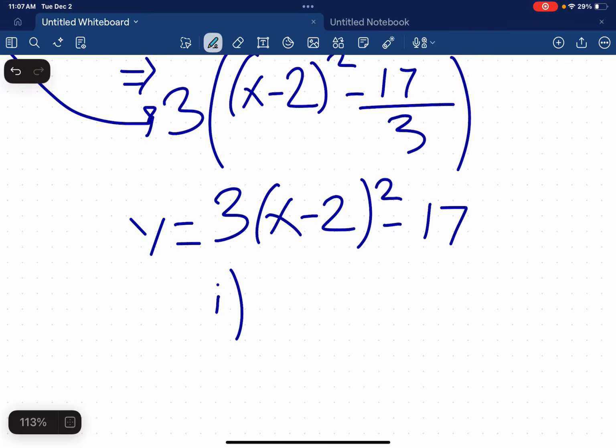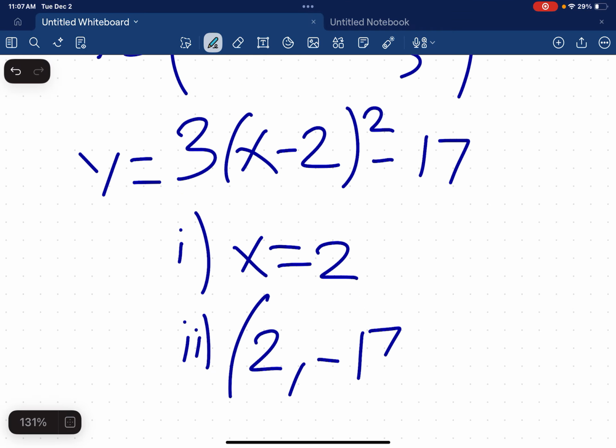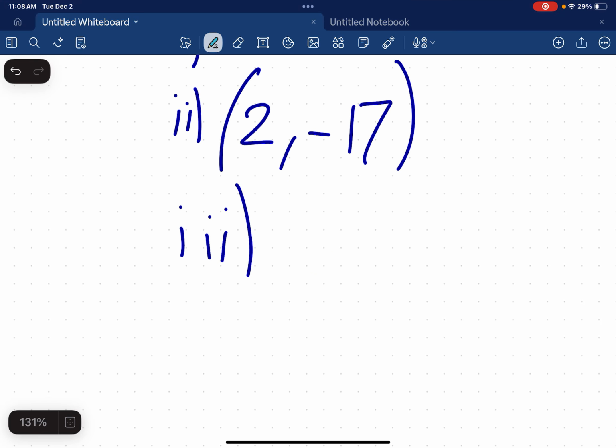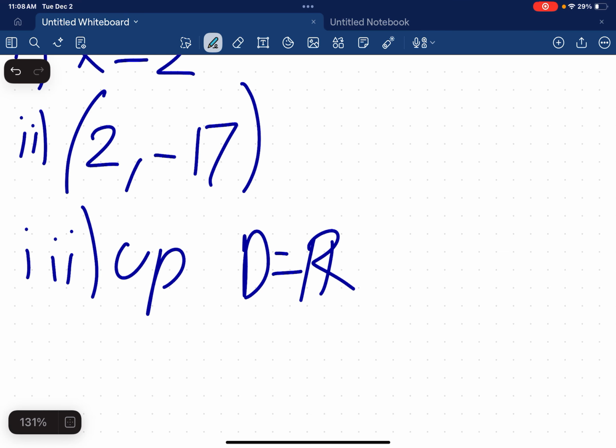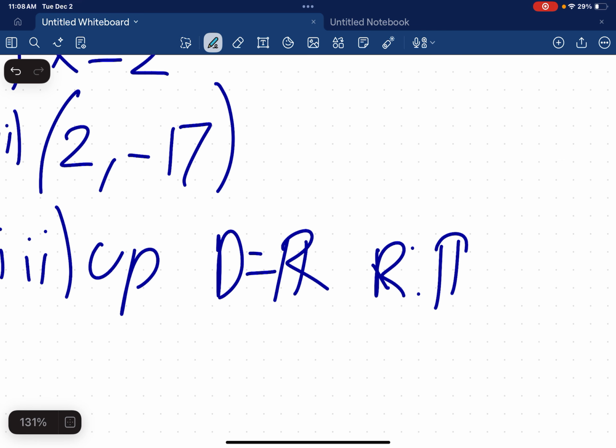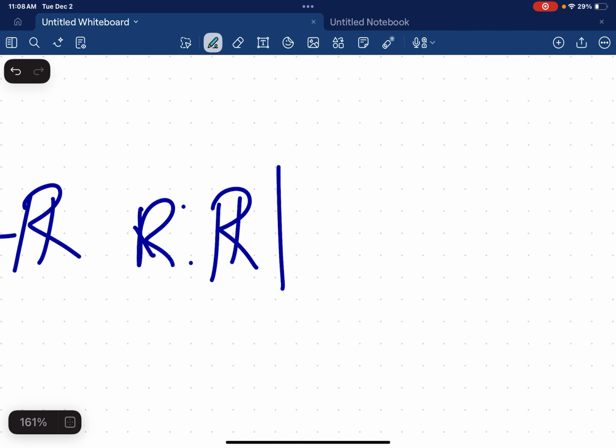1 asks for our equation for our line of symmetry. It's just going to be x equals 2. And then 2 is going to come down here. Negative 17 is going to be our y value for our vertex. And since it is a positive function, or positive a value, it's going to be an up concavity. Our domain is equal to all real numbers. Our range is all real numbers such that, looks like our lowest value that it can be is negative 17, y is greater than or equal to negative 17.